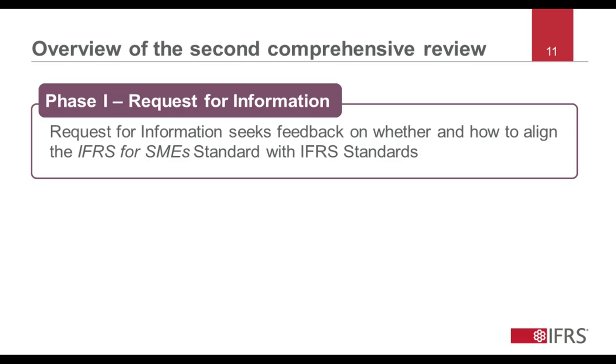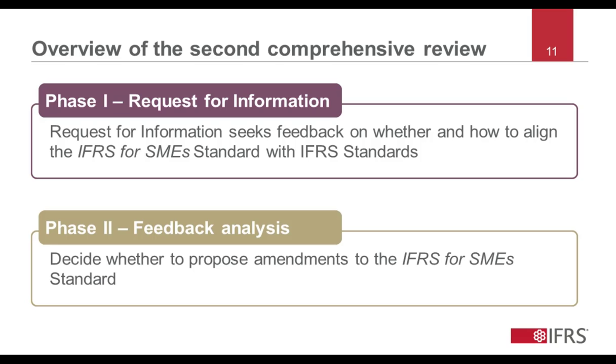So the answers to these questions will help us in the second stage of this review. The second phase will be about analysing that feedback. And only then will the board decide whether to make amendments to the IFRS for SME standard. And if the board does decide to propose amendments to the IFRS for SME standard, it will issue an exposure draft. And then based on feedback to that exposure draft, would the board then issue or make final amendments to the standard. So how have we structured the request for information?